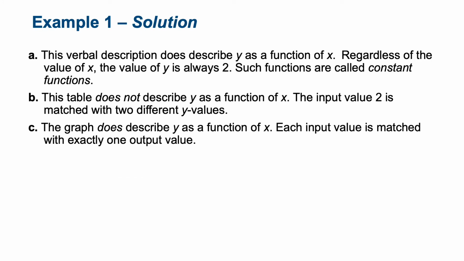So the verbal description does describe y as a function of x. Regardless of whatever x is, the value of y is always 2. Such functions are called constant functions. So B, the table does not describe y as a function of x because, like we noticed earlier, the input 2 is matched with 2 different y values. And then C, the graph does describe y as a function of x. Each input value is matched with exactly one output value.